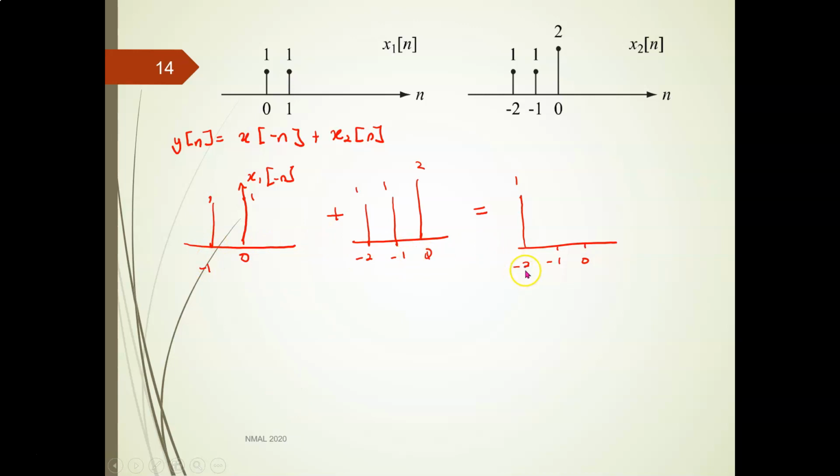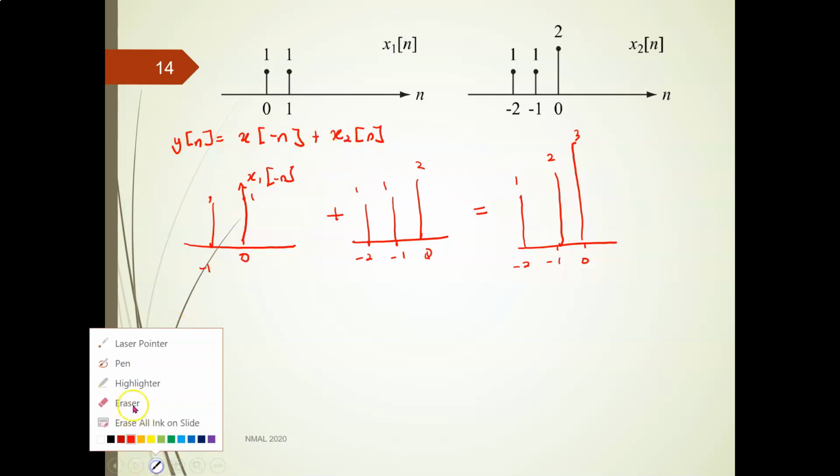N equal to 0. So at -2, 1 plus 0 is 1. At n equal to -1, 1 plus 1, so it will become 2. And then at n equal to 0, it is 2 plus 1. So it will become 3. Okay, so this is the answer for the first question, y[n] is equal to x1[-n] plus x2[n].